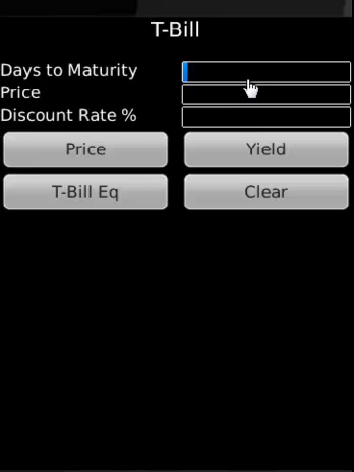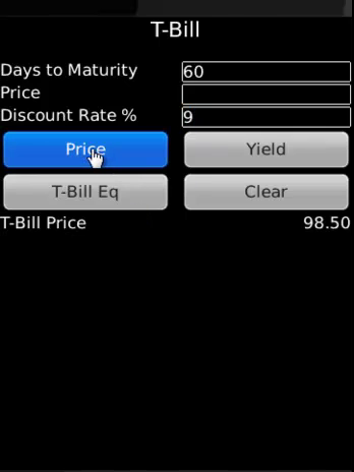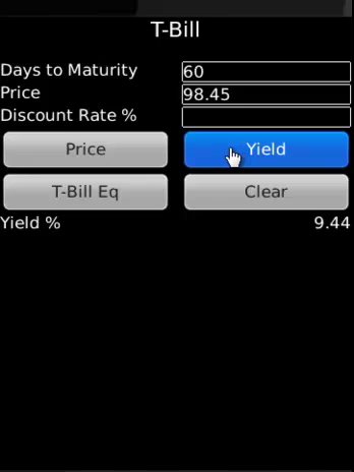So let's say the time to maturity is 60 days and the discount rate is 9%. So the price of the T-bill is $98.50. Okay, say the price of the T-bill is $98.45, and we are going to calculate the yield. So we are almost getting 9.44.